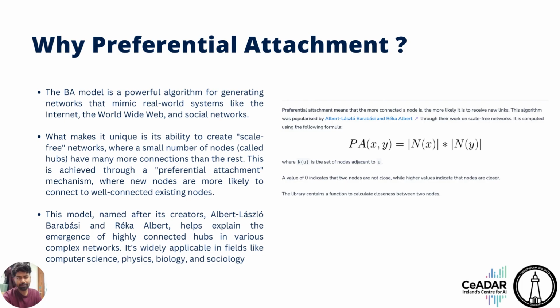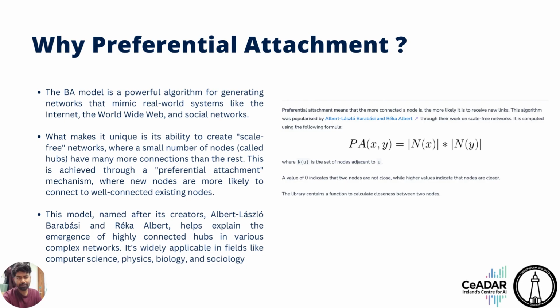The Barabási-Albert model stands as a remarkable algorithm, adept at emulating real-world networks such as the Internet, the World Wide Web, and intricate social networks. What sets it apart is its unique capacity to yield scale-free networks. In these, a select few nodes known as hubs boast a multitude of connections, far surpassing the majority. This phenomenon arises from a mechanism known as preferential attachment, endowing new nodes with a higher inclination to link with already well-connected nodes.